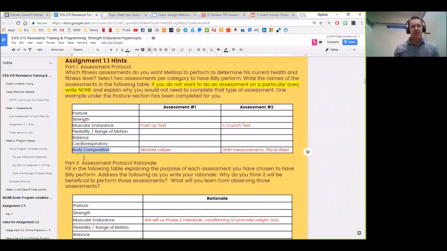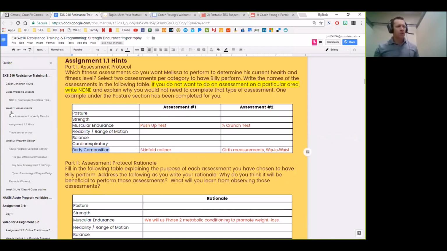Would a scale be something that we would want to use to show fat loss? No, and too many trainers do that. What happens if Melissa is on her period when you're post-testing her and she's retained a whole bunch of water? Or what happens if she's got a full bladder? The scale's going to measure total mass. It's not going to show you the difference between lean body and fat tissue. It's a reliable instrument for mass, but it's not a valid instrument for weight loss.